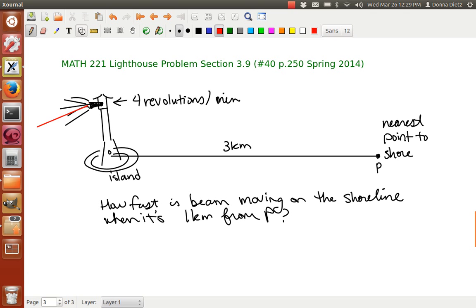And so the point is, I want you to imagine you're standing right here on the shore, and you're going to see that laser light swing past your feet pretty quickly. If there's a whole shore, then how fast is that little laser light going past your feet? But if there's a little guy over here who is 1 kilometer away, how fast is the laser light going past that person's feet? And you've probably seen this kind of thing before.